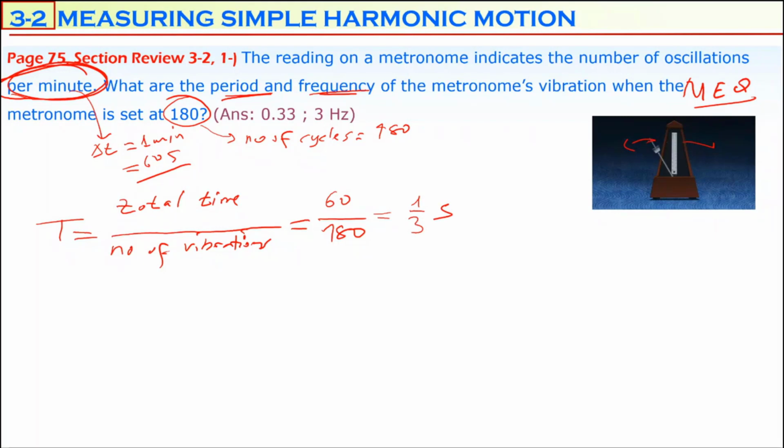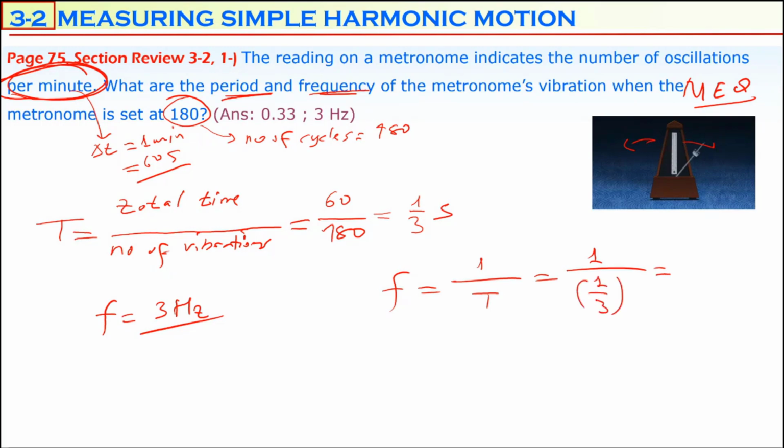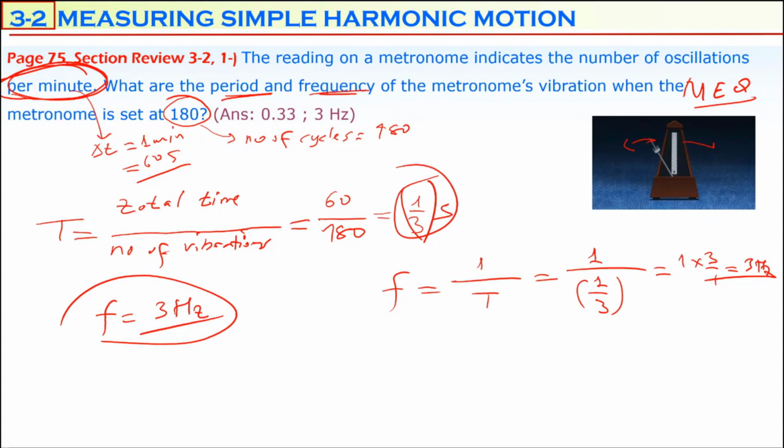If the period is 1/3, what is the frequency? It's going to be 3, because we know that frequency and period are inversely related. So we can say that F is equal to 1/T, 1/3, which is the period. Flip 1/3, it becomes 1 multiplied by 3/1, which is 3 hertz. Or directly you can say that if one of them is 1/3, the other one will be 3. So the frequency will be 3 hertz. The period of this vibrating metronome will be 1/3 seconds.